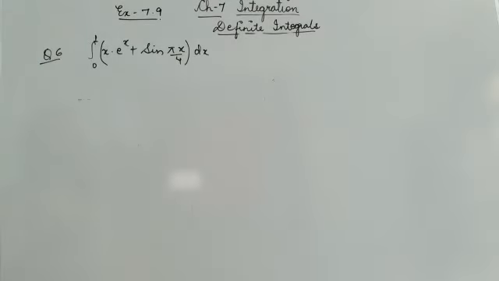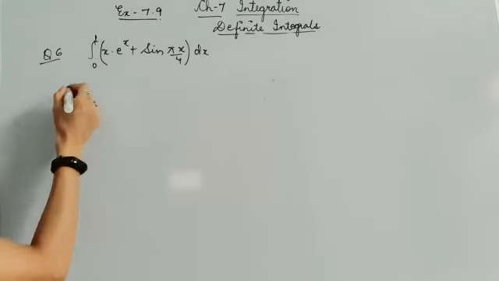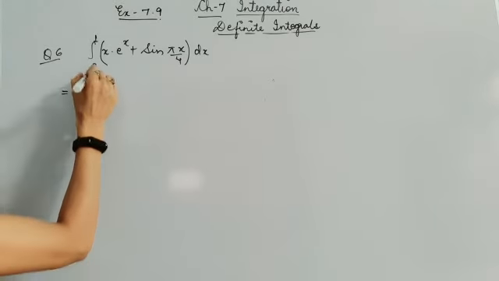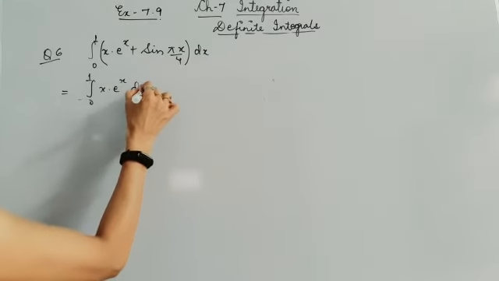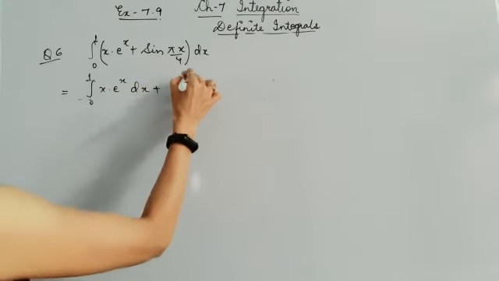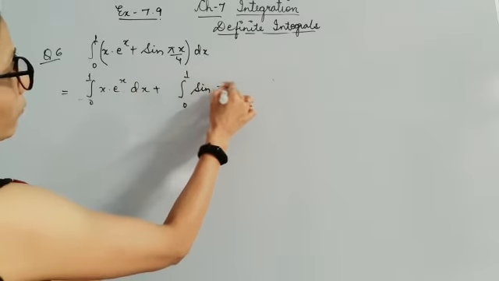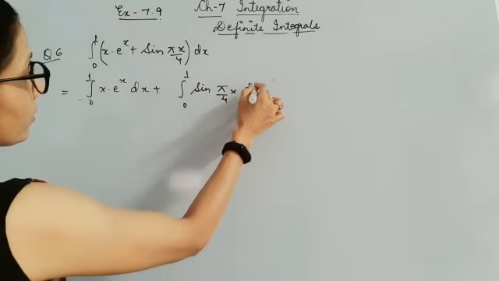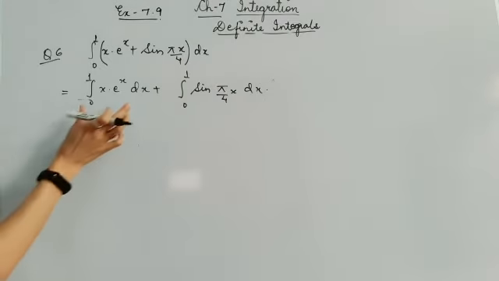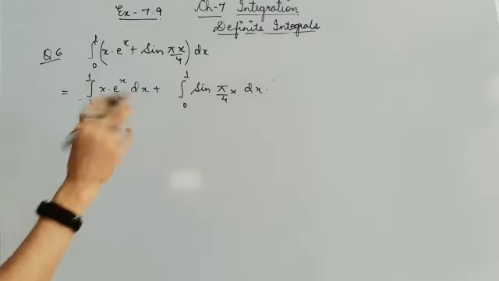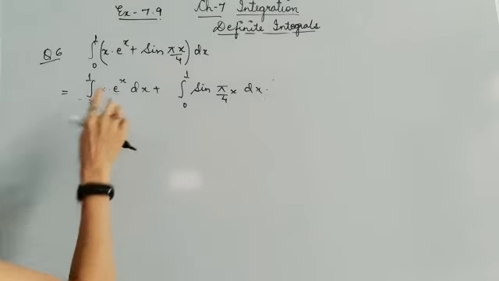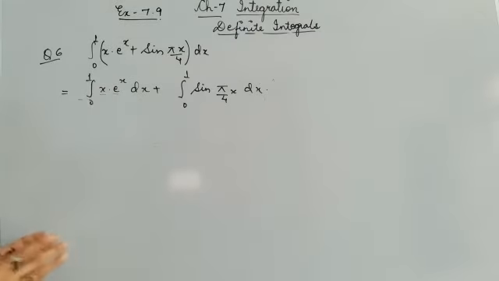See this question, children. We can again separate it into two functions, that is integral from 0 to 1 of x e raised to power x dx plus integral from 0 to 1 of sine pi by 4 x dx. Alright, now children, you can see that here we are having a product of two functions. Whenever we get a product of two functions, then we have to apply the integration by parts method.